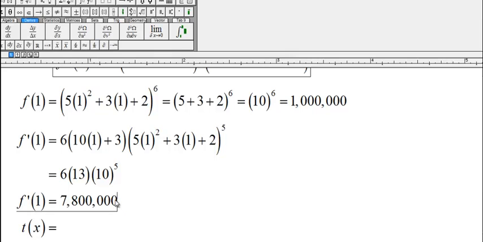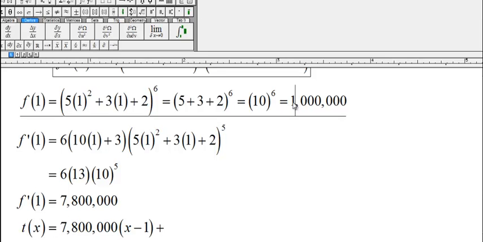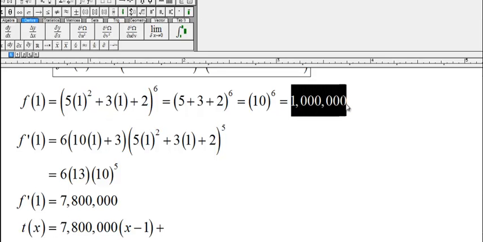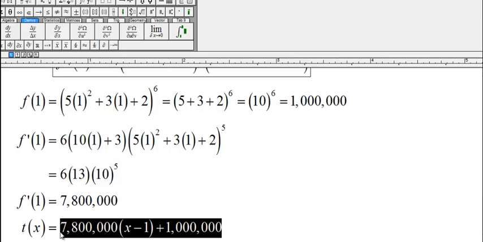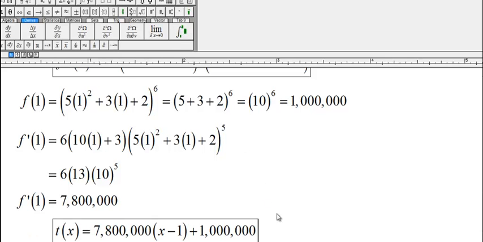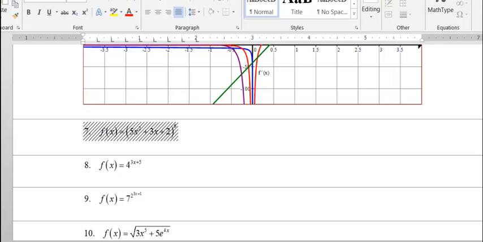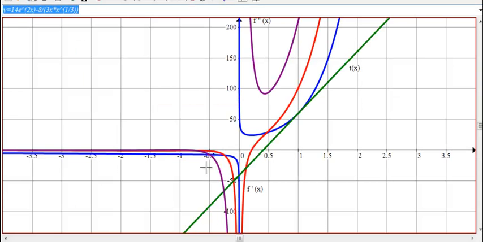It's this derivative, which is the slope, and then we have x minus the x coordinate of 1, plus we have the y coordinate at 1 right there, and that is the formula for the tangent line. Okay, let's do some graphing.